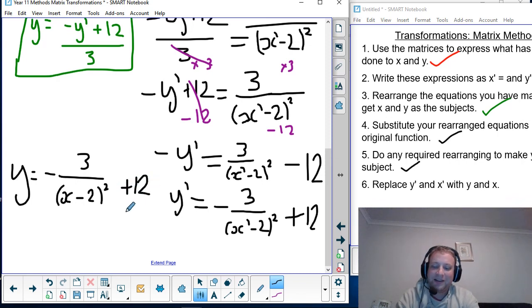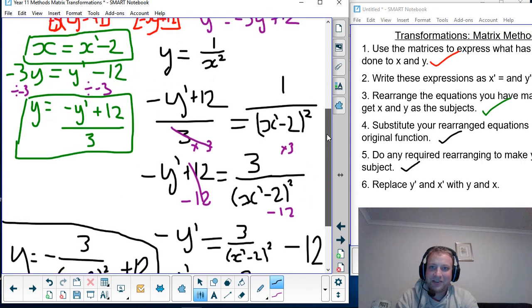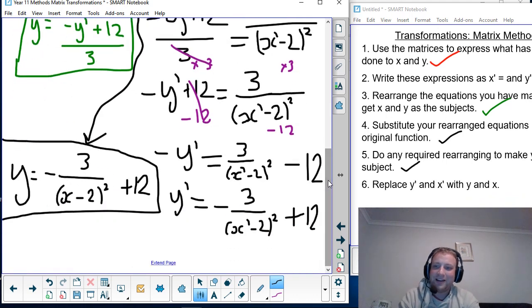All right, we can now see we have a basic truncus that has a side-to-side movement going on. It's got some dilation going on. It's got some reflection going on, and another translation going on. And matrices helped us get from the original equation all the way up here. And matrix methods helped us get our answer down here. And that is our last example.